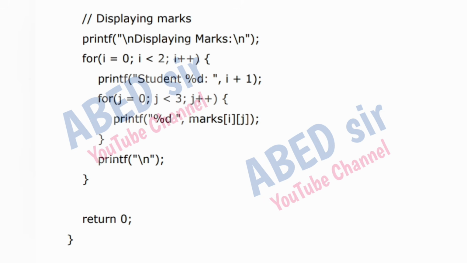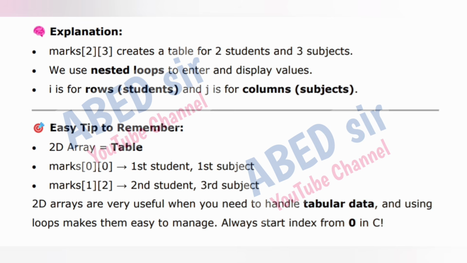Displaying marks: printf("\nDisplaying marks:\n"). For i = 0; i < 2; i++, printf("Student %d: ", i+1). For j = 0; j < 3; j++, printf("%d ", marks[i][j]); printf("\n"); return 0. Explanation.